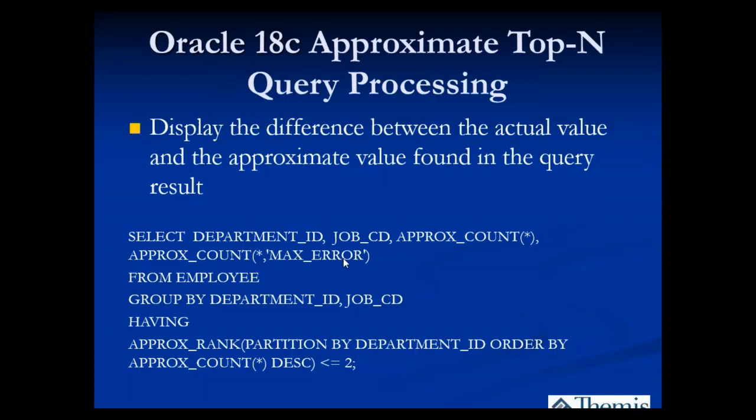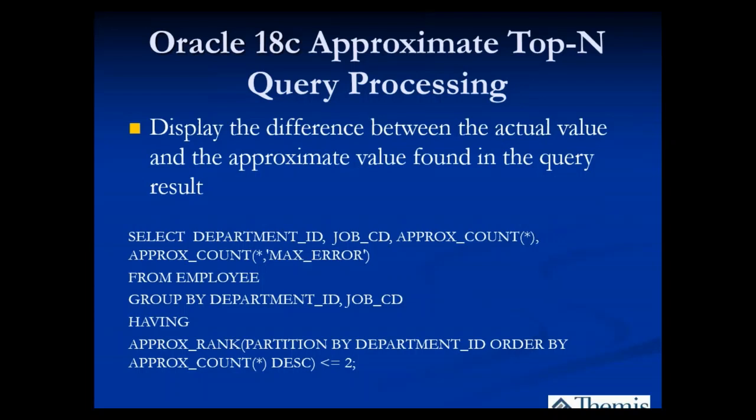And what that'll do is that'll give you the actual. So when I run this query, which I'm not going to do here, but you may modify it in one of your environments and test it out if you're up to this particular version, the first approximate count will show me the approximate number, and the second one with the max error will show me the actual number. Then I can see for myself, what's the difference between these two? How much of a difference is there between the approximate and the actual? That kind of gives me some level of confidence in these functions that are out there.